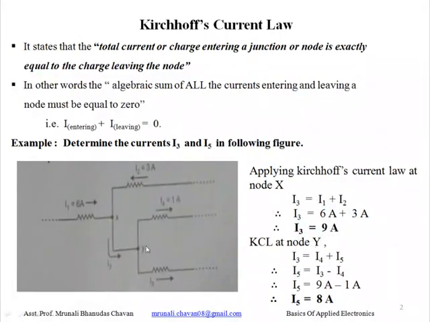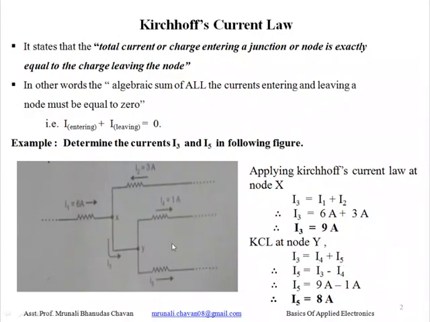Same if we apply KCL at node Y, means at node Y if we apply Kirchhoff's current law, here we can see I3 is the incoming current at node Y, while I4 and I5 are the leaving currents of the node Y. So how can we write here for node Y? We can write I3 is equal to I4 plus I5.